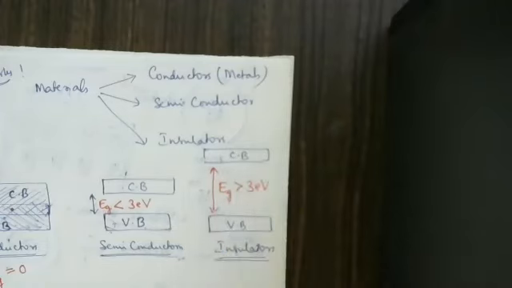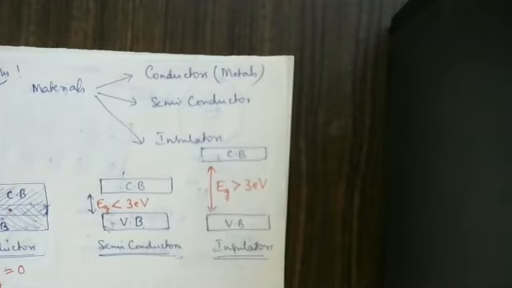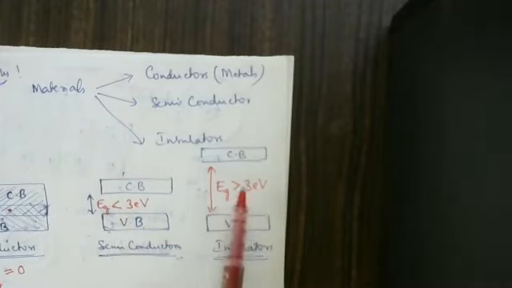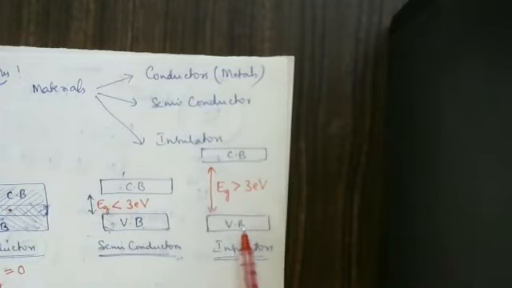Is greater than 3 eV. 6 eV, 8 eV, like that it is said to be existing. It is more than 3 eV. This is less than 3 eV, less than 3 eV, more than 3 eV.